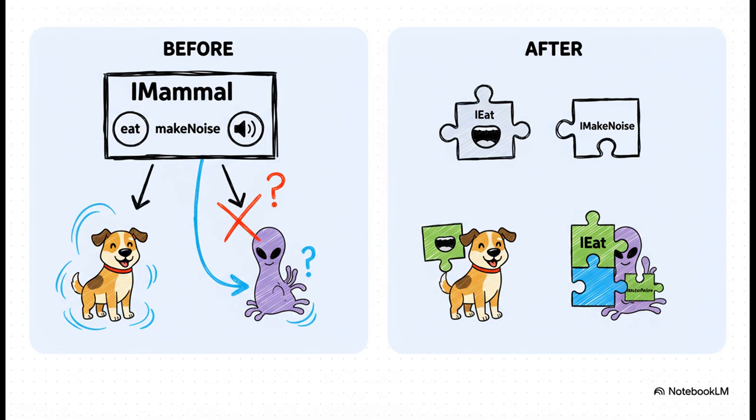For example, look at this IMammal interface. It's got methods for eat and make noise. That works great for a dog. But what if we have a weird mammal that absorbs nutrients through its skin? It doesn't eat. It would be forced to implement an eat method it doesn't even need. The solution is to segregate, or split, the interface. We create a tiny IEat interface and a tiny IMakeNoise interface. Now a dog can implement both, but our weird nutrient-absorbing mammal can just pick and choose what it needs. This makes our whole design way more flexible.